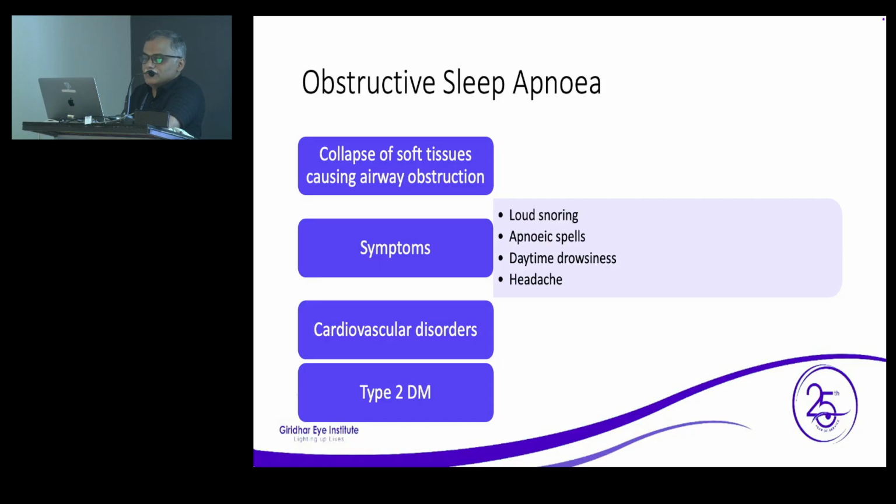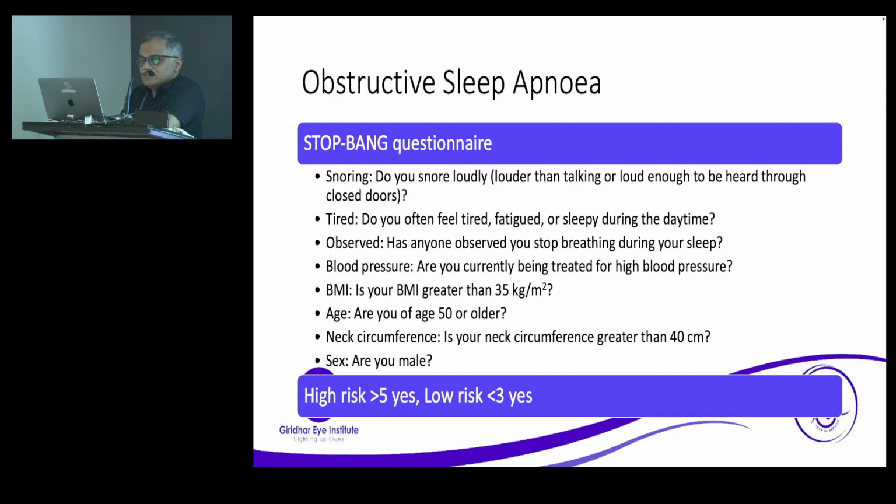Sorry, just one more. So obstructive sleep apnea, the symptoms: loud snoring, apneic spells, daytime drowsiness, headache. They are more prone to cardiovascular disorders and type 2 DM. This is the STOP-Bang questionnaire for obstructive sleep apnea. If you have a value more than 5, that means it's high risk. You have to send for sleep study and respiratory medicine consultation.